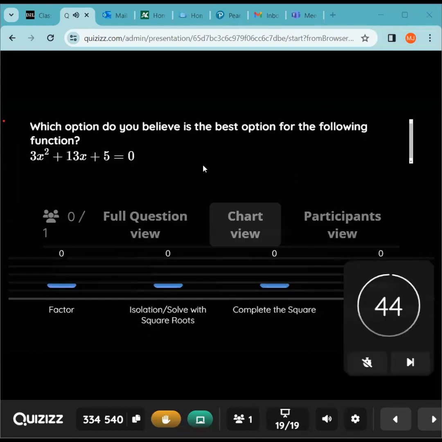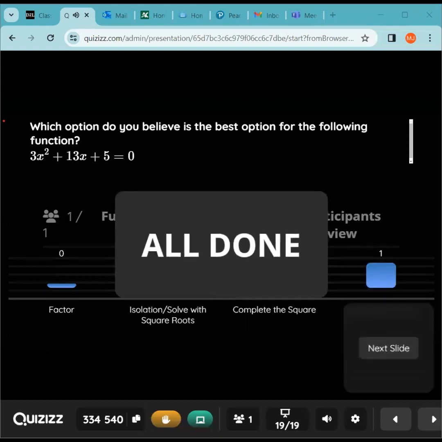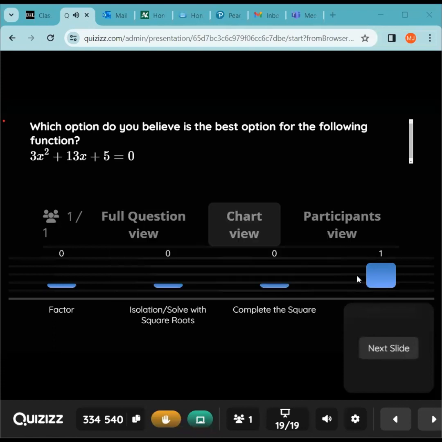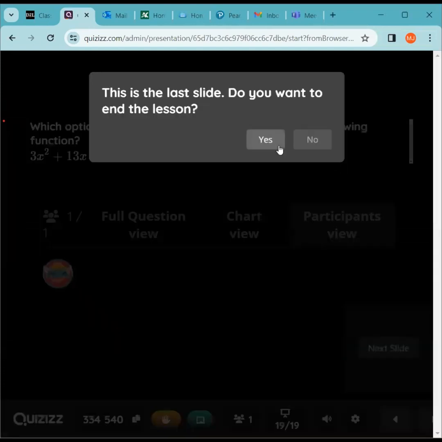And then which option do you believe is the best option for the following function? 3x squared plus 13x plus 5 equals 0. I would say quadratic formula again. And I'll let you do that on your own, just putting that in the quadratic formula. But yeah, we got through a lot of content here.